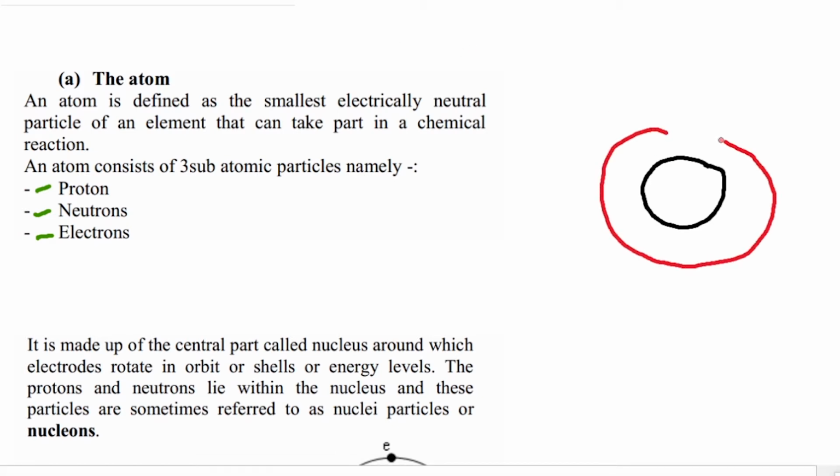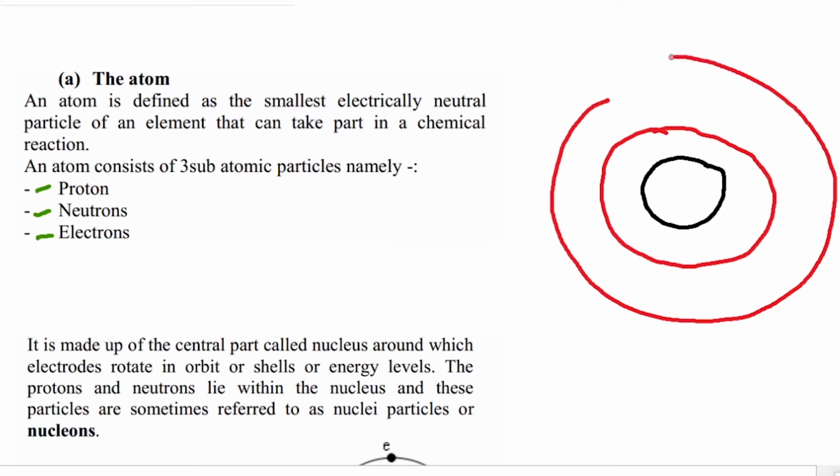So the black circle is what we call the nucleus. And then what I am drawing around the nucleus, these red circles, are what I am calling the energy shells. These energy shells are around this black circle. Now, what is inside the black circle? Inside the black circle, we have what we call the protons. And also inside the black circle, we have what we call the neutrons. So these are the protons here and the neutrons there. They are found inside the nucleus.